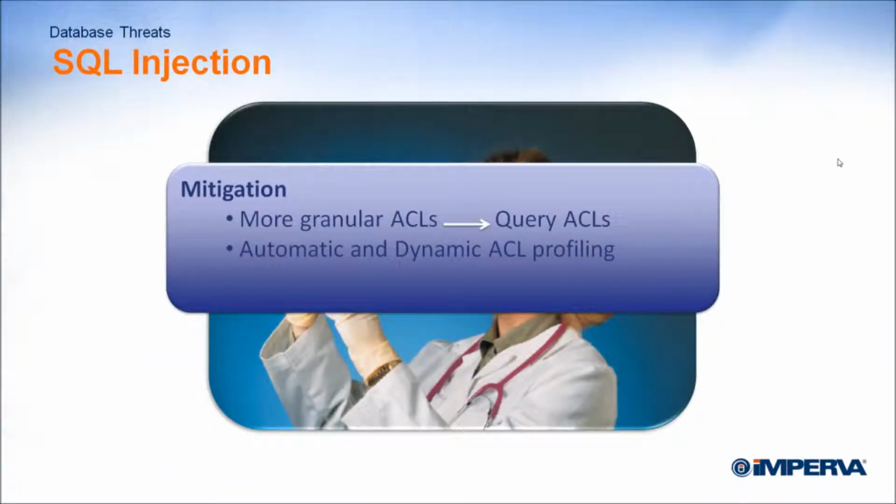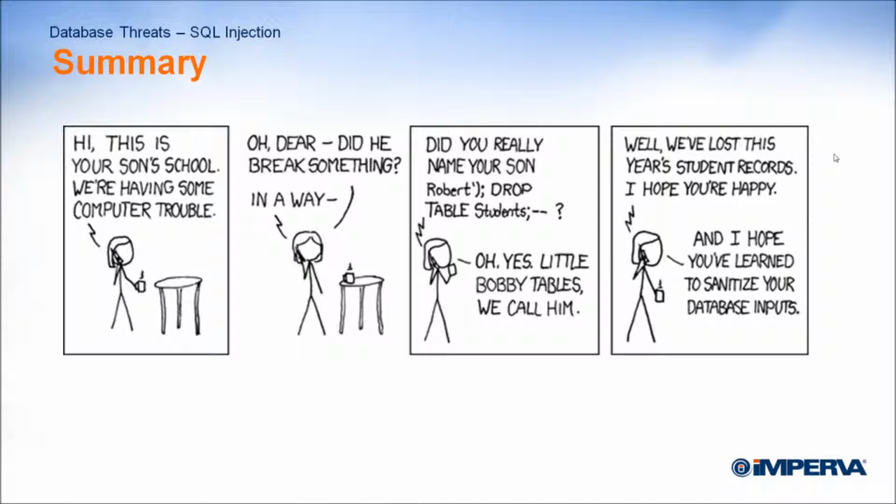ACLs should be updated automatically. This could be done by learning the application, what's normal usage behavior and what's not. This process should be dynamic in order to continuously monitor the application behavior and adapt to application changes. Finally, the solution should monitor the access to vulnerable objects and correlate this access against the access control lists to block inappropriate usage.